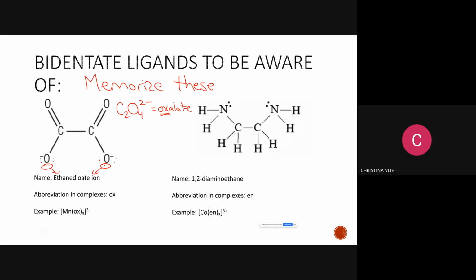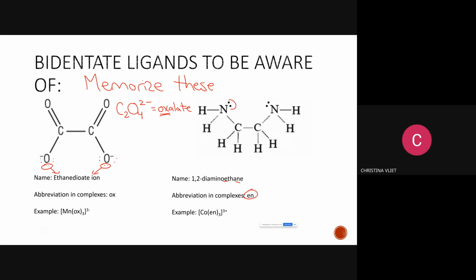For 1,2-diaminoethane, which is basically ethane with 2 amine groups on it, they call that en. I don't know exactly why they call it that, maybe the E from ethane, or because it's in English. It's confusing, but anyway, en is 1,2-diaminoethane. En is the one with nitrogen, that's the one I would remember: ethane with nitrogen.